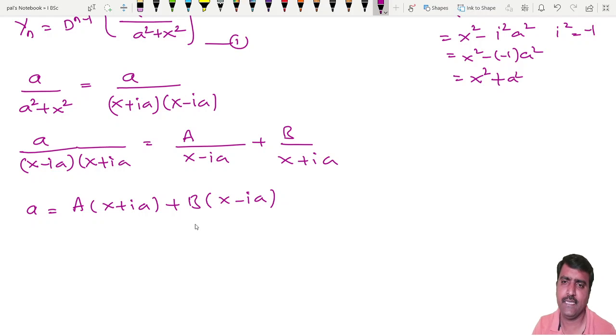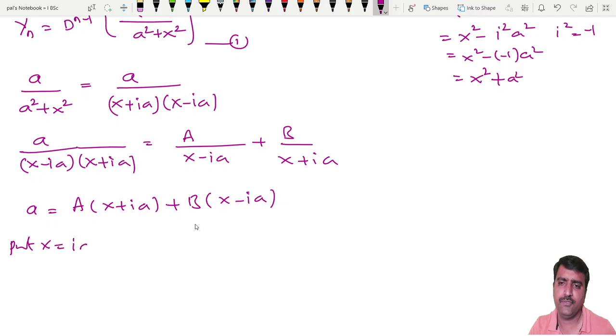This is the step that we followed in previous problems. You multiply this throughout by x minus ia into x plus ia. Then this denominator cancels here, the x minus ia term cancels, remaining is x plus ia. In the coefficient of B, x plus ia cancels, x minus ia remaining. Now to find the values, first you put x is equal to ia.